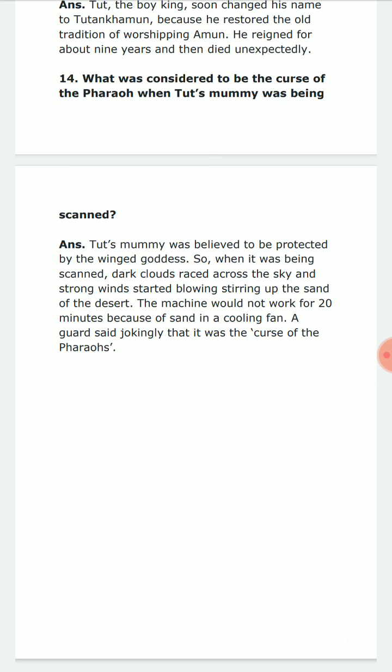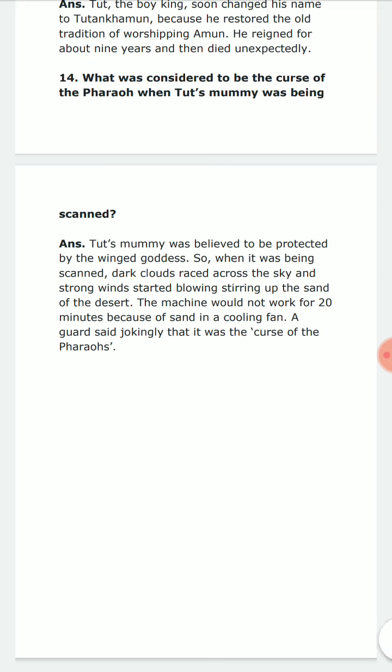Let me repeat it once again. When it was being scanned, dark clouds raced across the sky and strong winds started blowing, stirring up the sand of the desert. Stir actually means to move. The machine would not work for 20 minutes because of sand in a cooling fan. The blades of the fan stopped rotating because excessive sand got inside the cooling fan.